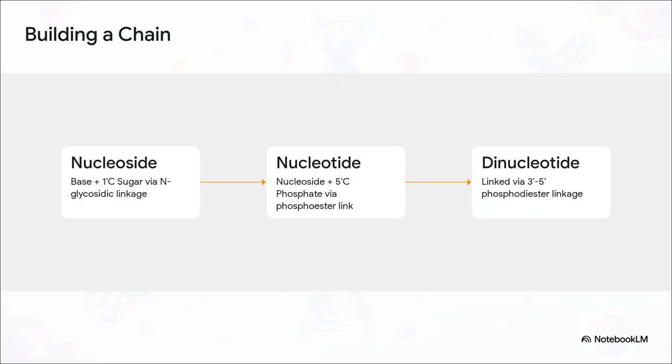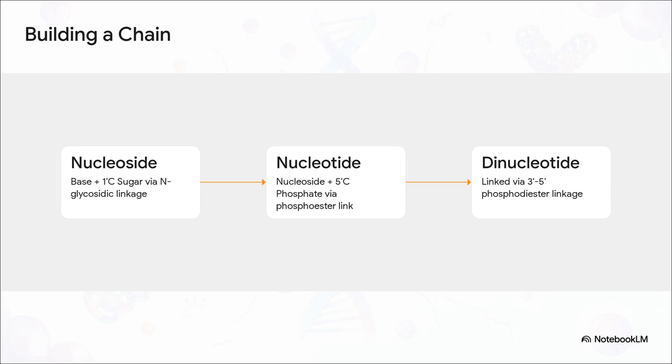Moving right along to Section 2, the polynucleotide chain structure. You might be wondering, how does biology build a molecule with billions of units? Well, we start by zooming into the micro level with a single building block, the nucleotide. A nucleotide has exactly three components: a nitrogenous base, a pentose sugar, and a phosphate group. Let's break down this assembly step by step, like a foolproof chemical recipe.